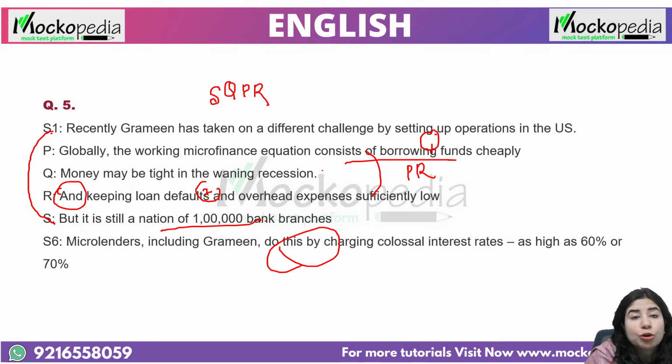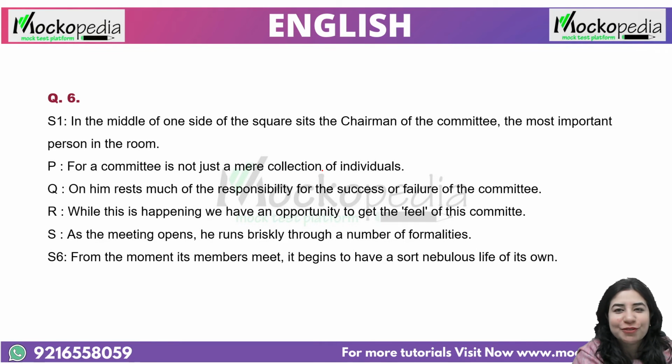And then micro lenders, including Grameen, as people, borrowers and lenders. I'm sure you are clear with the term, including Grameen do this. How do they do this? By keeping money tight, but they're charging colossal interest rates. So that's an output. If you're able to see how the output is happening, then you will be able to have a better arrangement of sentences, right? I hope you're sorted on this question. So let's try the next one. Again, a minute for you to solve, and then we progress with the discussion.